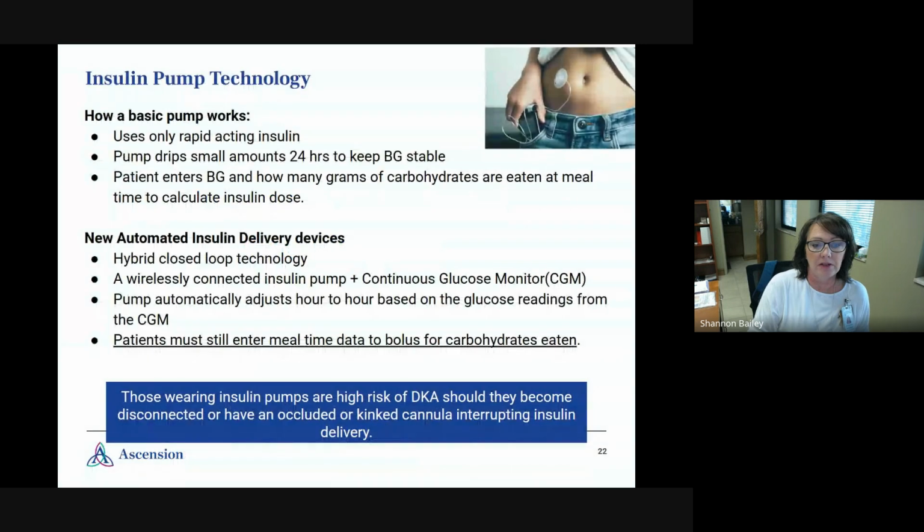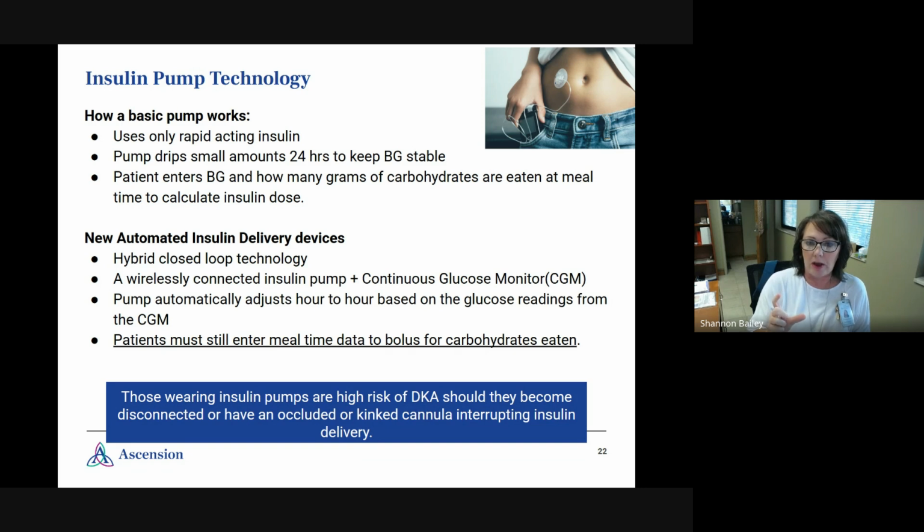Okay, diabetes devices in the hospital. So let's talk about insulin pump technology. I'm sure you guys have all seen insulin pumps and glucose sensors on patients coming in. So I just want to kind of review what pumps are, how they function, so that you can better take care of your patients. So basically, an insulin pump is a small device that holds insulin.